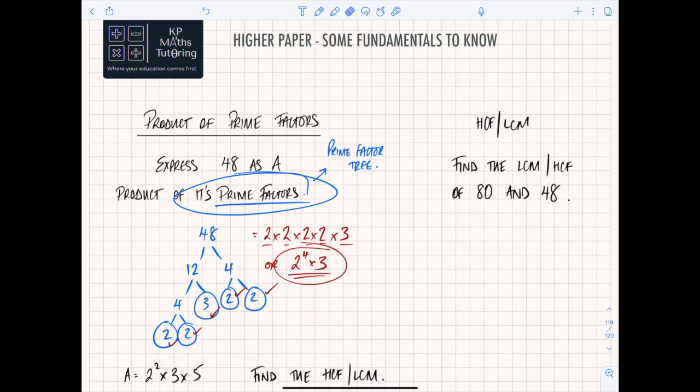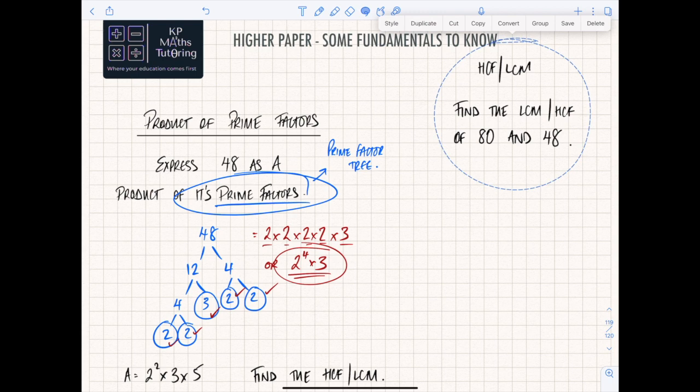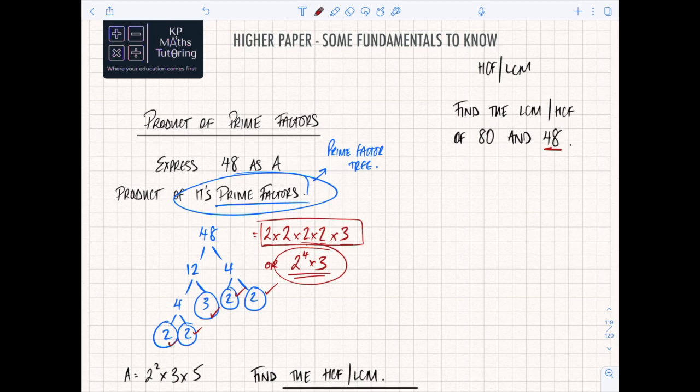Okay, so now let's look at this next question here. It then says find the highest common factor and the lowest common multiple of 80 and 48. Now we've just done 48 here. We've got the prime factors written out. So what I'm going to do is show you how you can find the highest common factor and lowest common multiple by using a prime factor tree.